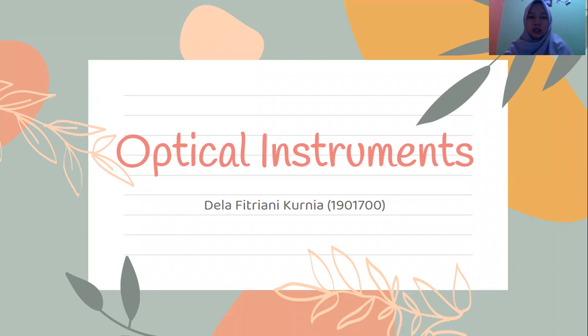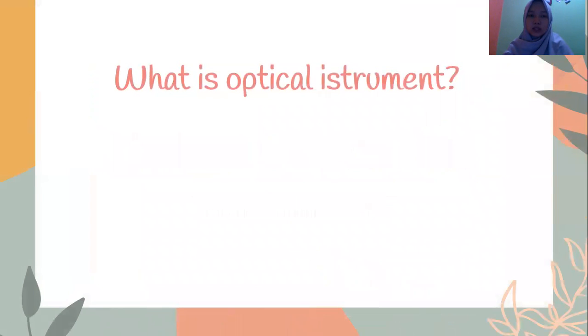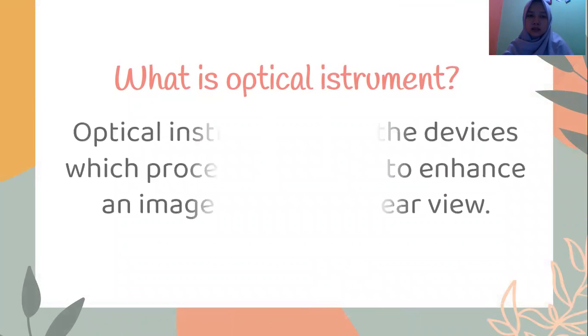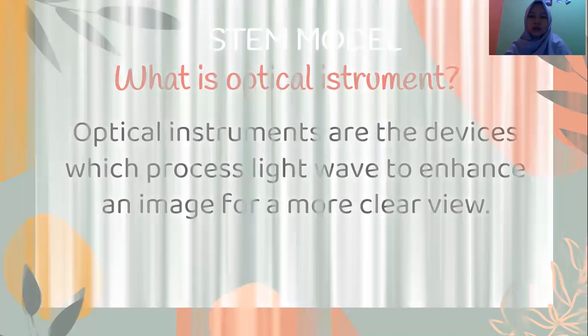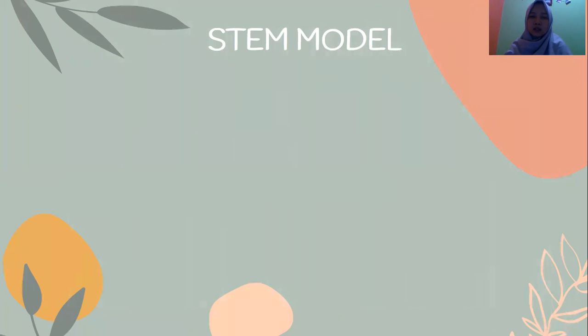Here, I will explain about optical instruments. What is an optical instrument? Optical instruments are devices which process light waves to change an image for a clearer view. Next, what are optical instruments in the STEM model?